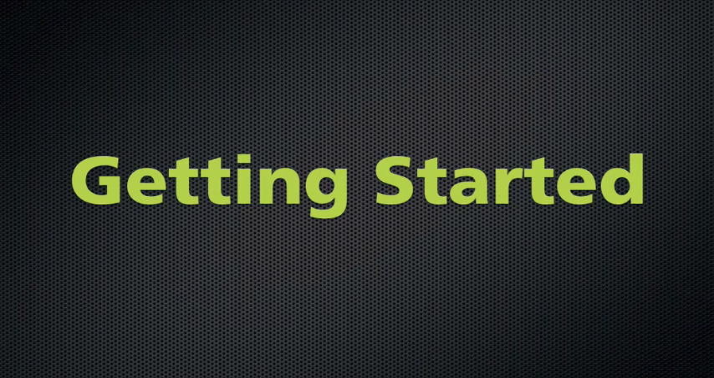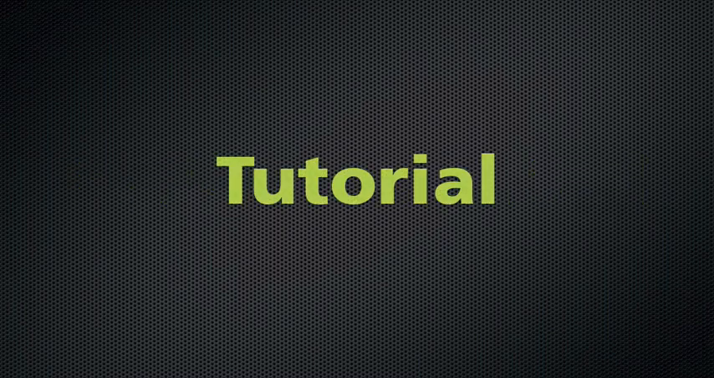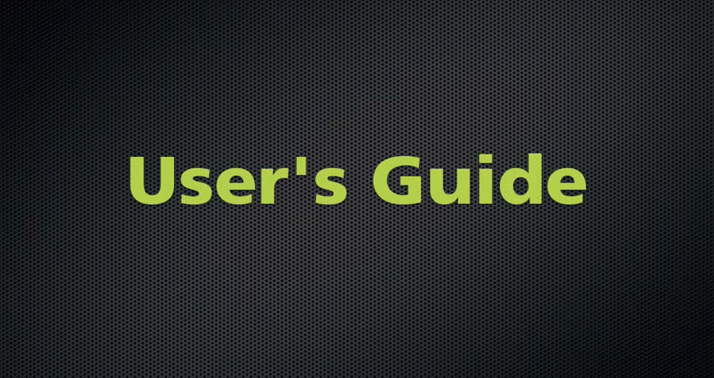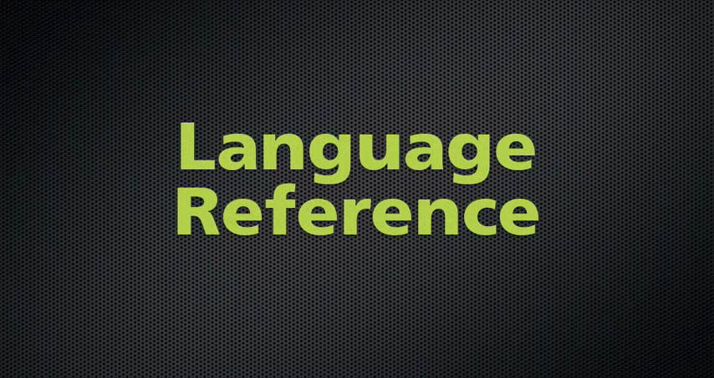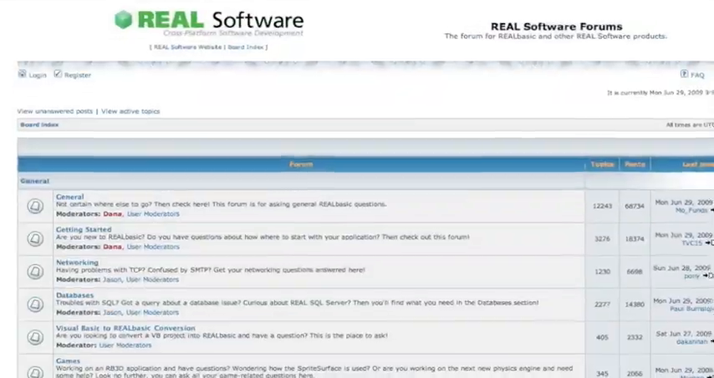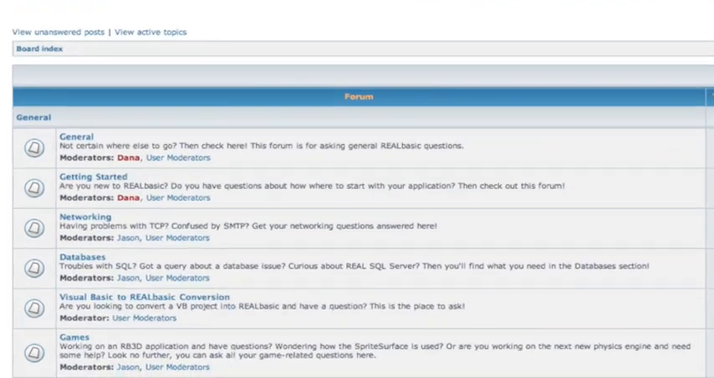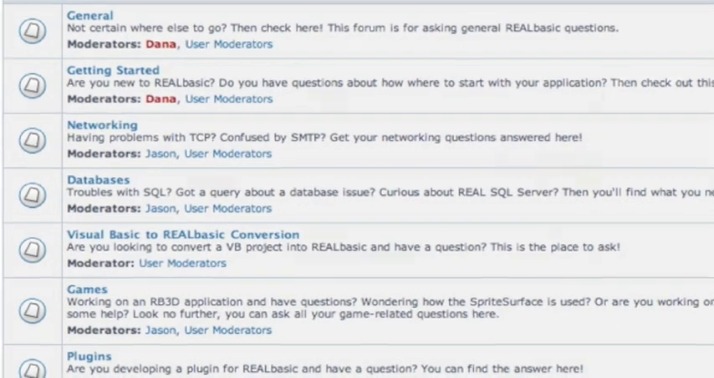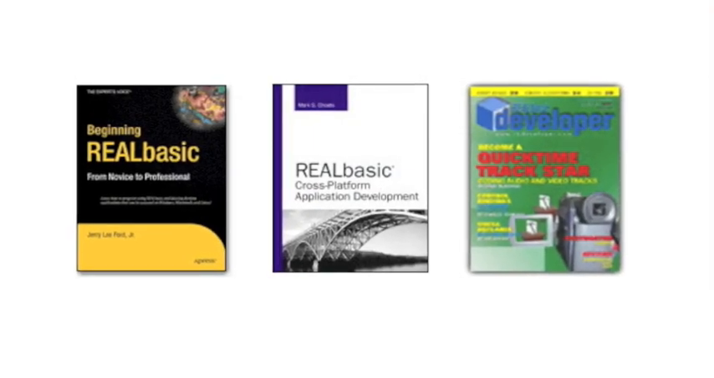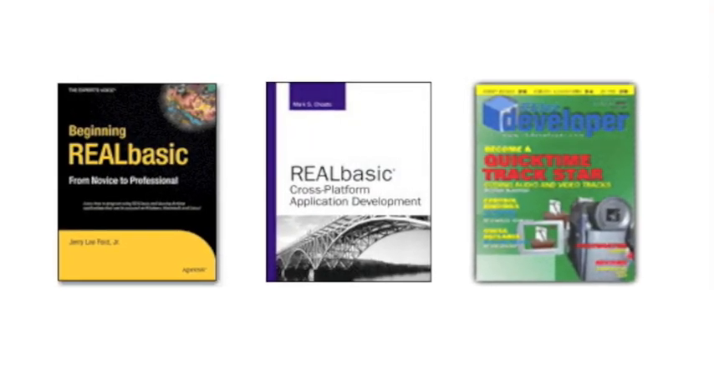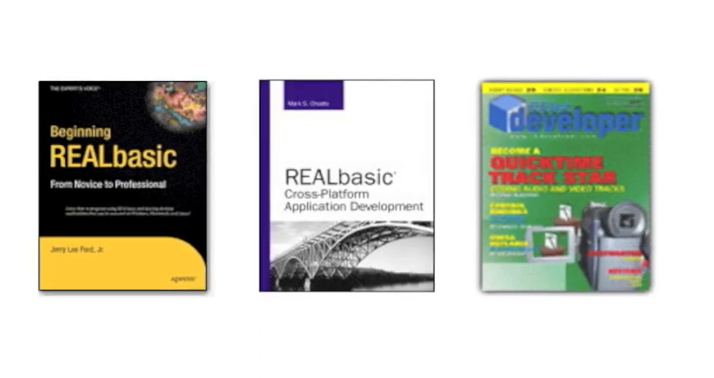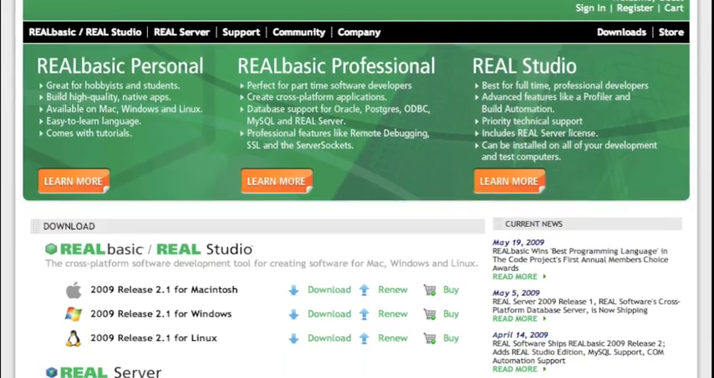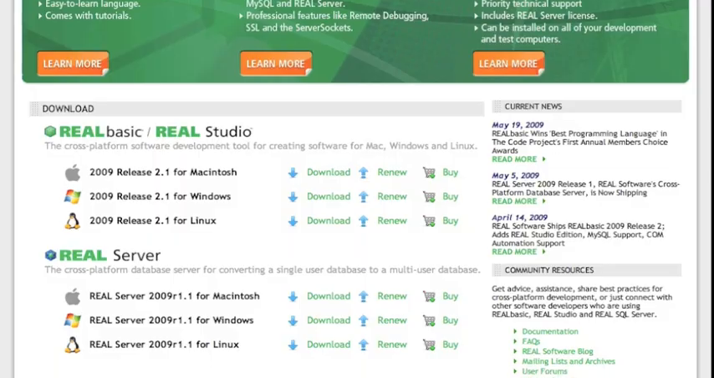There are a lot of ways to learn more about programming in REALbasic. Check out the Getting Started page and the tutorial. You'll find them on the Help menu. And take a look through the User's Guide and the Language Reference as well. We also have a very active user community which you can learn from via our online forum and mailing lists. There are books about REALbasic and a magazine as well, so there are many ways to learn more about REALbasic. Make sure you explore our website too. It's got lots of good information.